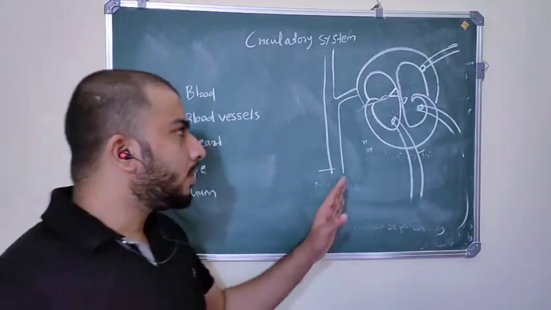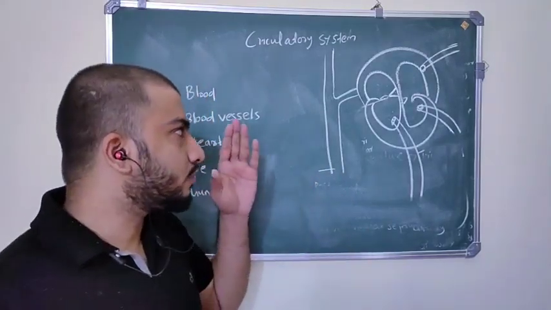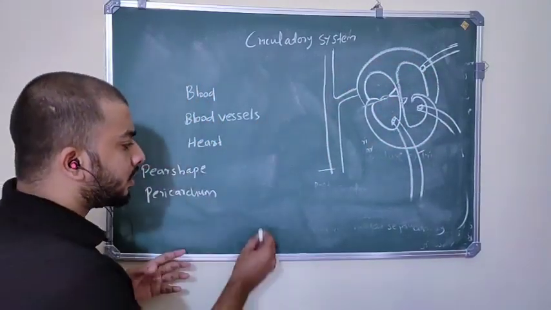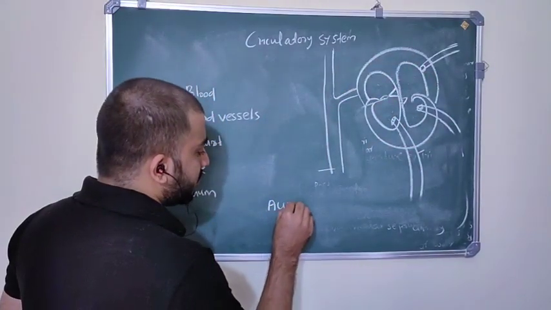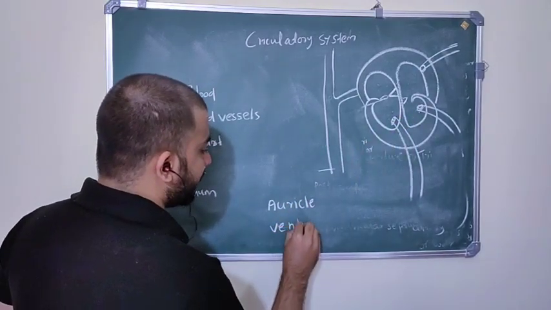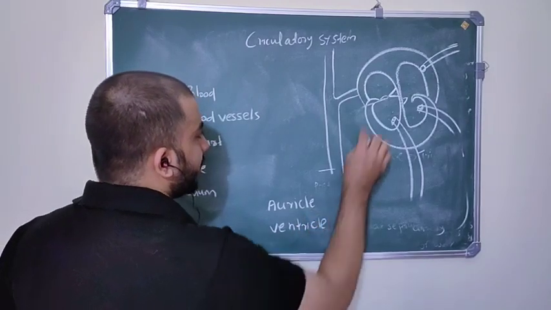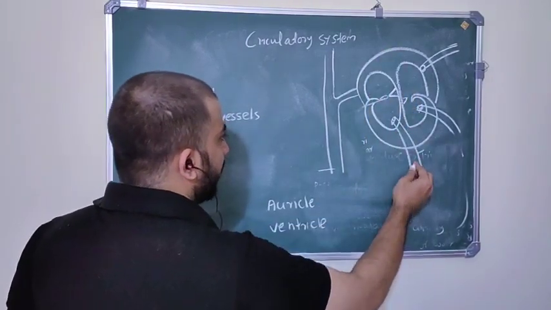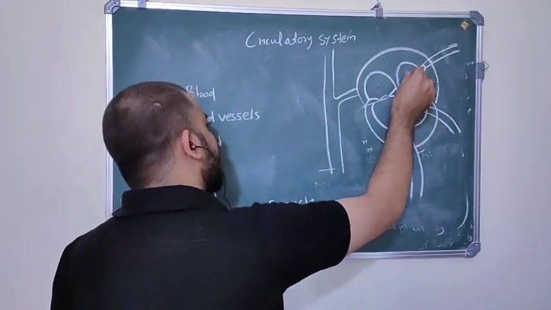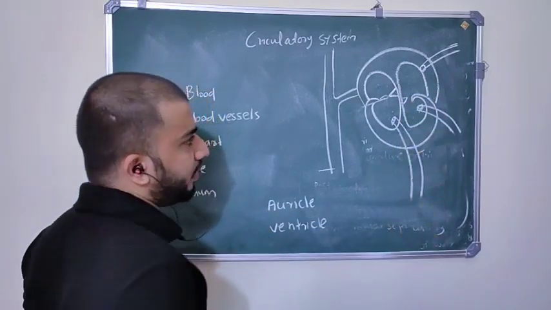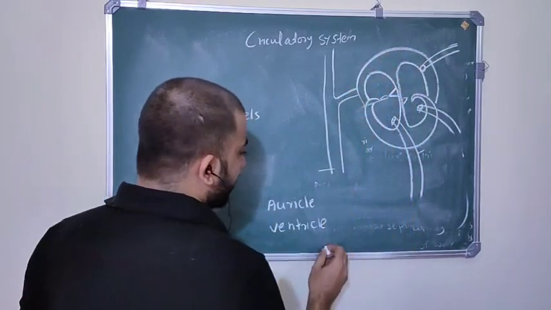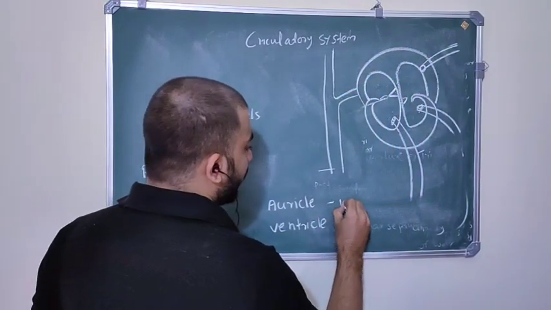Then what about heart structure? We already know the human heart; same as in the human, the rabbit also has four chambers. The upper chambers are called auricles and the lower chambers are called ventricles. Don't forget, this is the right part of the heart. This is the right auricle and this is the right ventricle. This is the left auricle and this is the left ventricle. The right auricle and left auricle are separated by the interauricular septum.